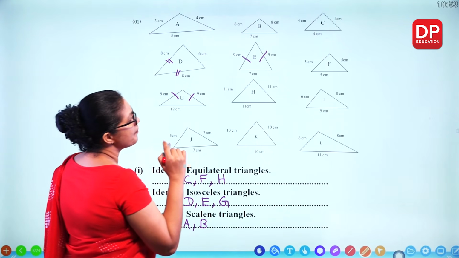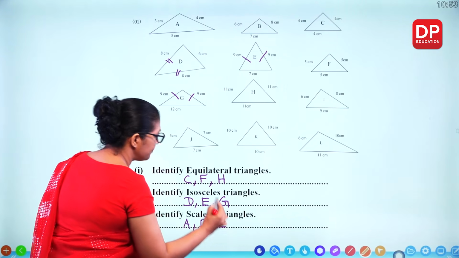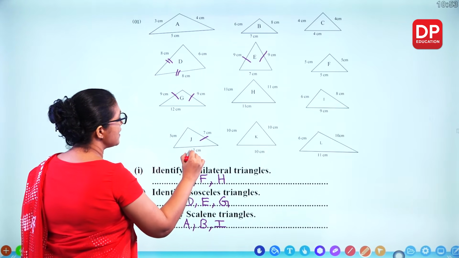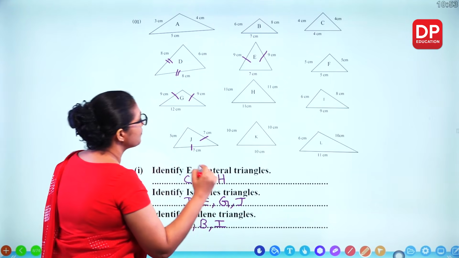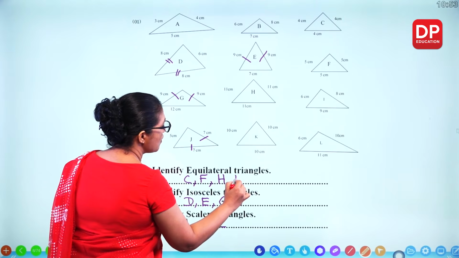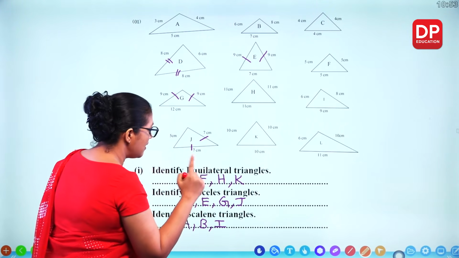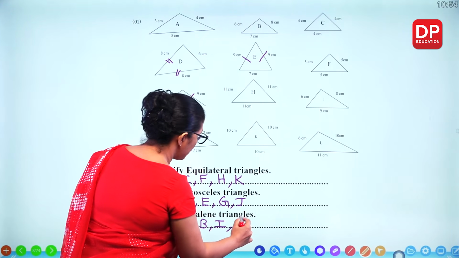That's equilateral. 6, 8, 9. All lengths are different. That's scalene. 5, 7, 7. Two lengths are equal. Isosceles. 10, 10, 10. All are equal. That's equilateral. And the last one, 6, 10, 11. All lengths are different. That's a scalene triangle.